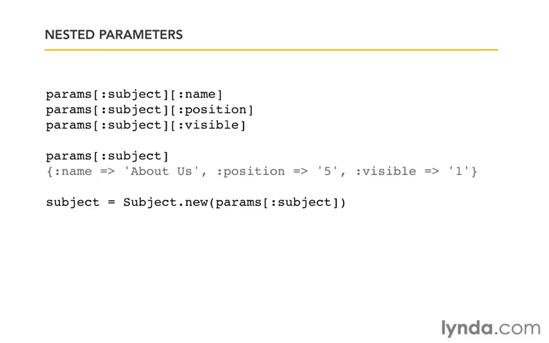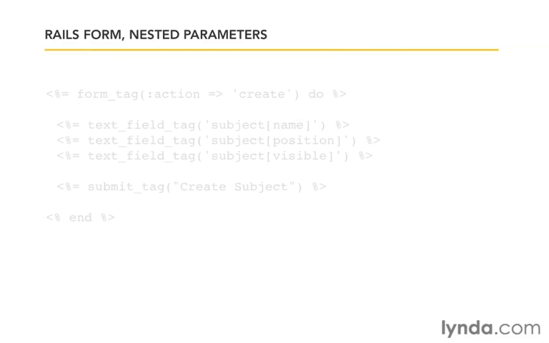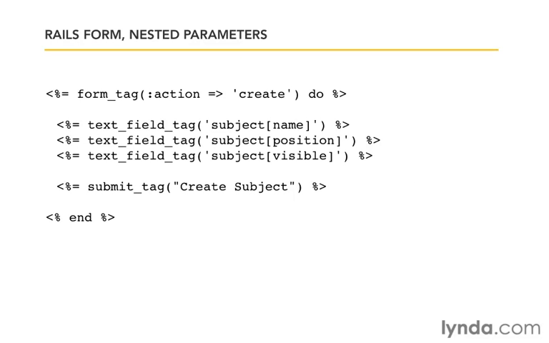Okay, but we still haven't used any Rails helper methods. Let's go back to our form again. This is the nested parameters version in HTML only. And now I'm going to switch to the Rails version. Remember, you can scrub back and forth in the video if you want to compare the two. In the Rails version, we're going to use the form tag helper.